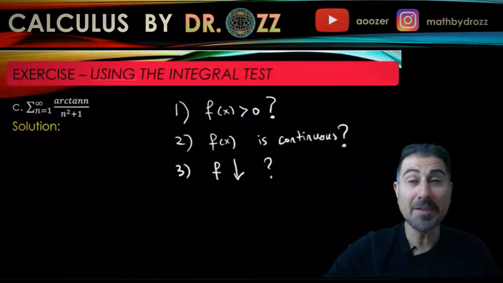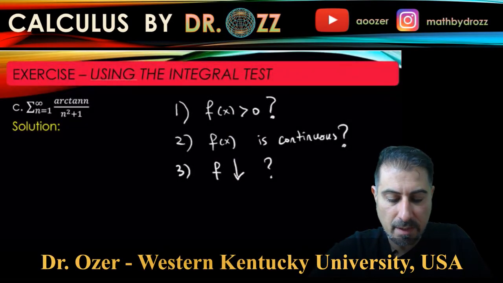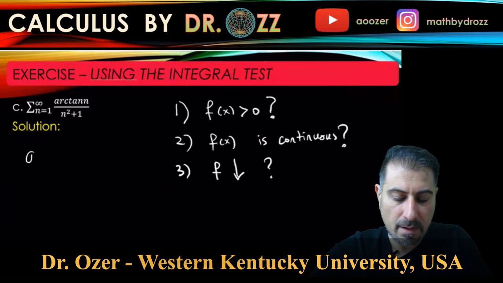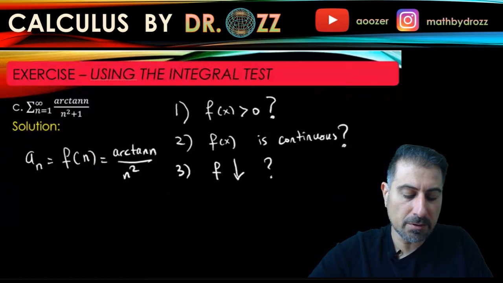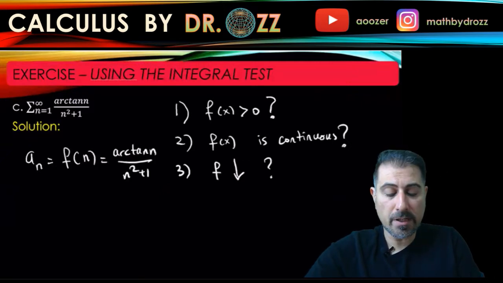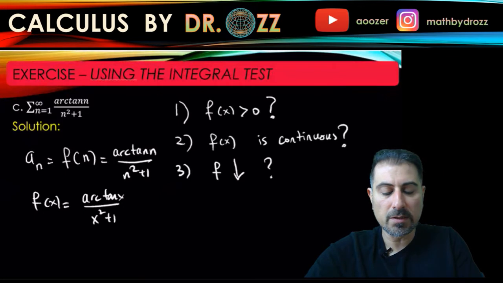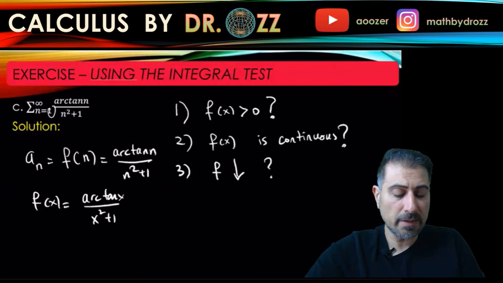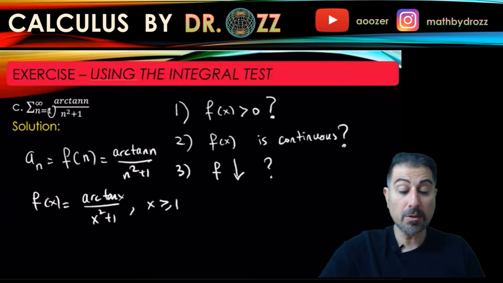All right, for part C, we're going to apply the same strategy. First of all, I'm going to construct a_n equals f of n, which is arctan n divided by n squared plus 1. And here I can grab f of x as arctan x divided by x squared plus 1. Since n starts from 1 here, why don't we say x is greater than or equal to 1.